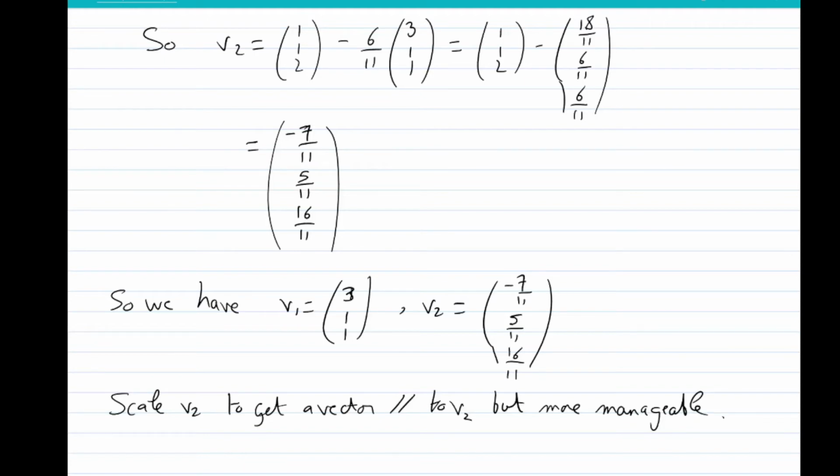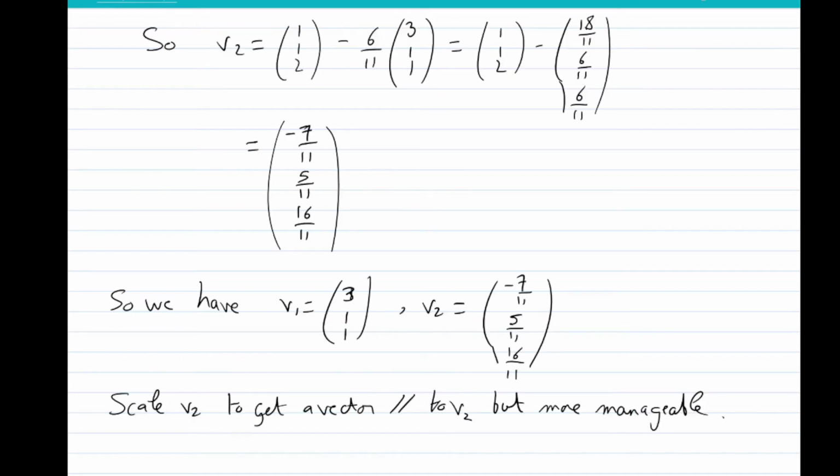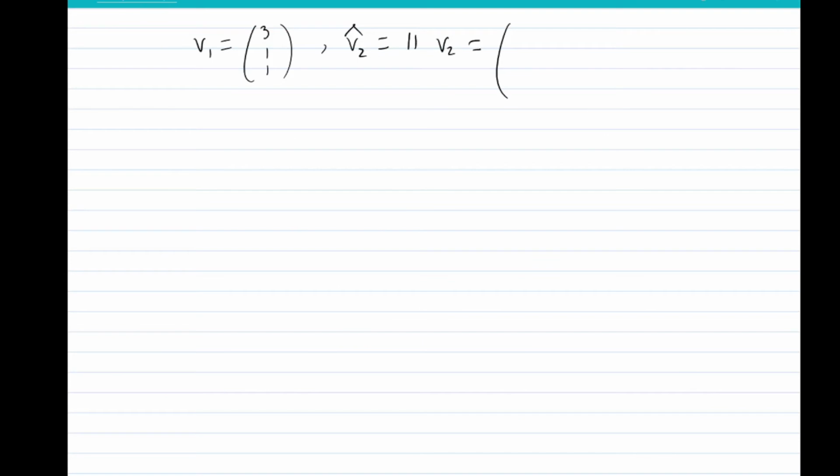So what am I going to do? Well, I'm going to get rid of those 11ths. Let me consider a V2 hat, perhaps. So I'll take V1 equal to 3, 1, 1, and a V2 hat, which is 11 times V2. That vector is clearly in the same direction. It's parallel to V2, but it's actually much nicer to deal with: minus 7, 5, and 16. I stress, at this point it's not really important, because what you're going to end up doing is dividing V2 or V2 hat by the norm of V2 or V2 hat. So you might as well make your life easy at each stage.